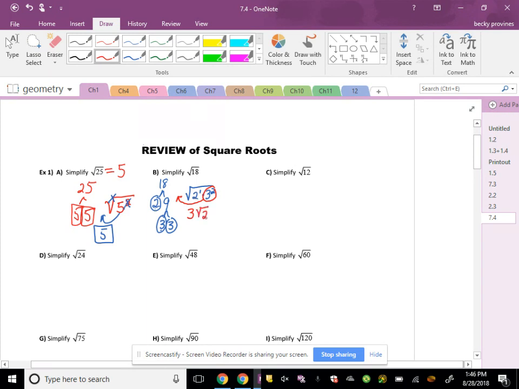Now, why does the 3 get to come out again? It's because the square root and the square cancel out. That is the real reason why it gets to come out. So my final answer is 3 root 2.